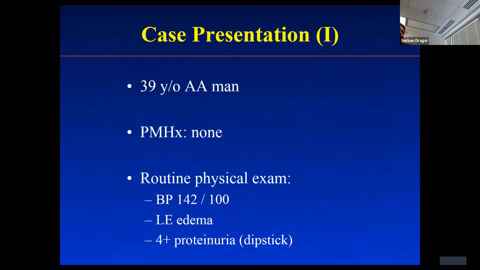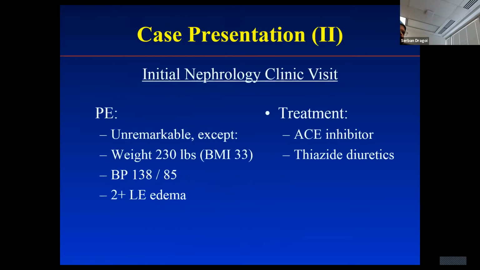So think of a case from the clinic. This is not really supposed to be a 10-slide presentation. It's just a 2-slide description of a typical patient with a failing native kidney, 39-year-old African-American man, no past medical history, except this kidney issue. He's got 4+ proteinuria on a dipstick, lower extremity edema, hypertensive on routine exam. You see him in clinic and you refer him to nephrology.